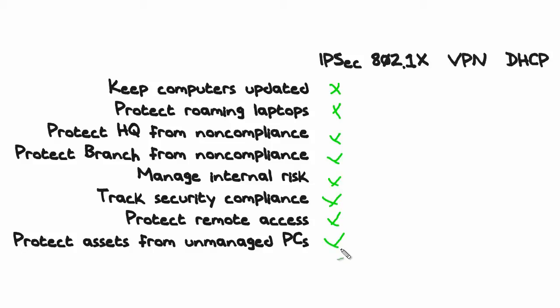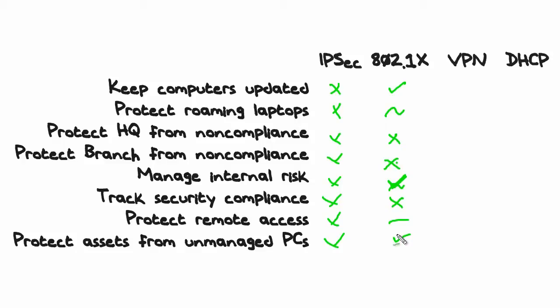802.1x is pretty good for keeping your computers updated. It's okay for protecting your roaming laptop computers. It's excellent at protecting your corporate headquarters or a branch office from non-compliant computers. It's pretty good at, well, we'll put a check mark there. I'd say it's better than pretty good. It's very good at managing internal risk. Excellent at tracking security compliance. Not so good at protecting remote access, and very good at protecting your corporate assets from unmanaged computers.